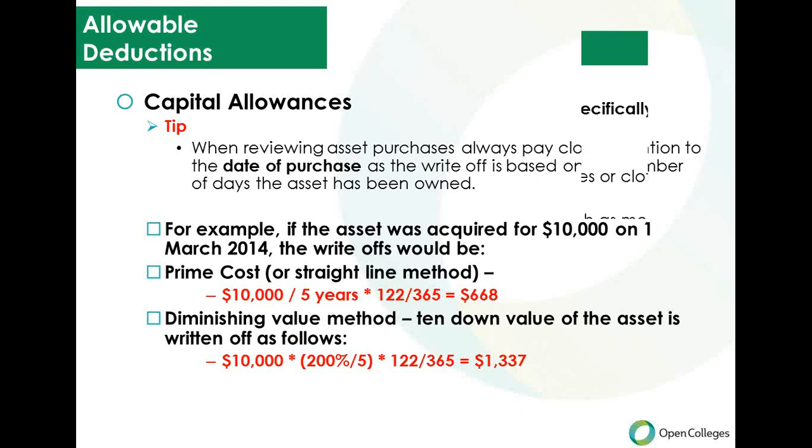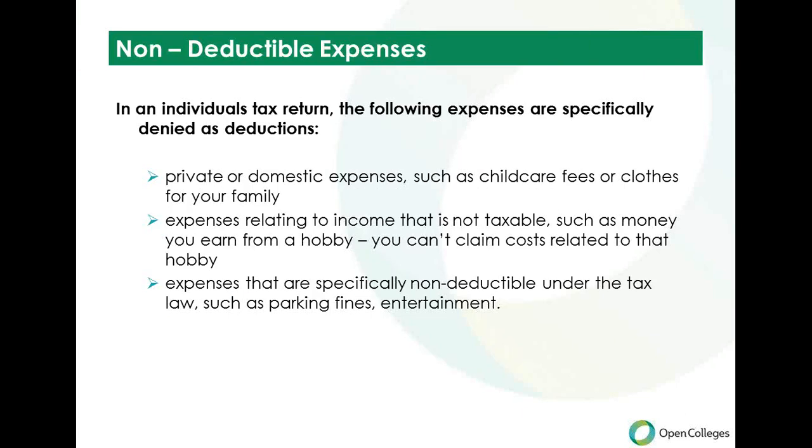In an individual's tax return, there are specific things that are denied as deductions, and these include things that are private or domestic, like childcare fees or clothes for your family, expenses relating to income that is not taxable, as we mentioned before, like having a hobby, and expenses that are specifically non-deductible, like parking fines or entertainment. So there are things that are denied as deductions based on legislation.